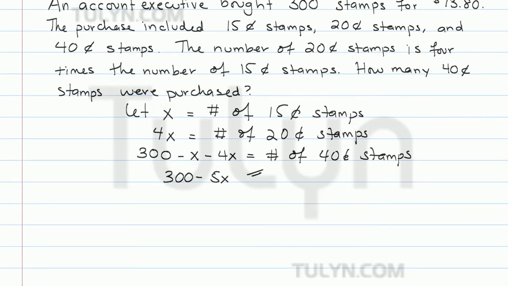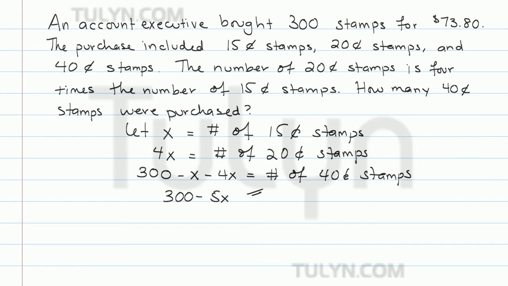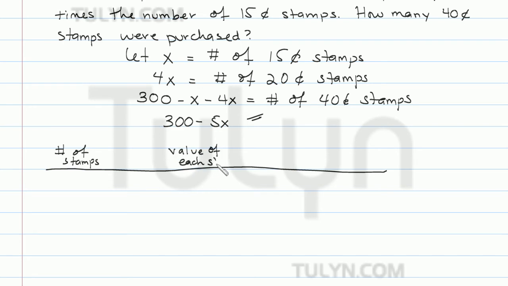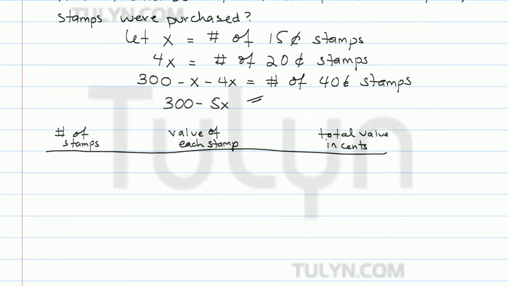Now that we've labeled our variables, we go back to the problem. The other information we have is the total amount of the purchase of all the stamps. So we want to write a table that has the number of stamps and their value in total. In our table, we want number of stamps, value of each stamp, and then the total value in cents. I'll show you where this becomes important.